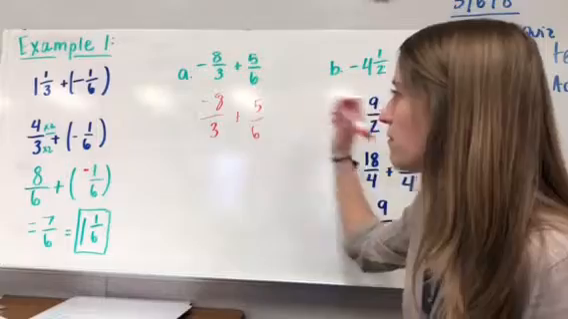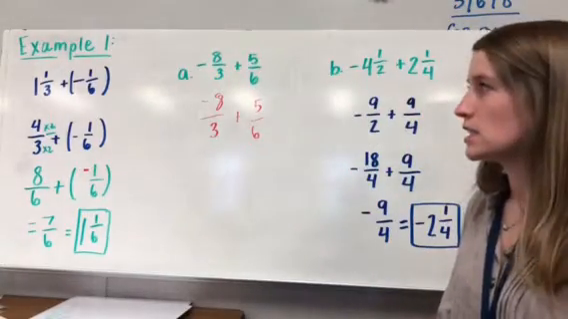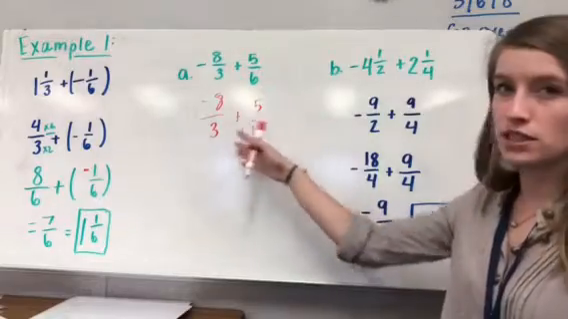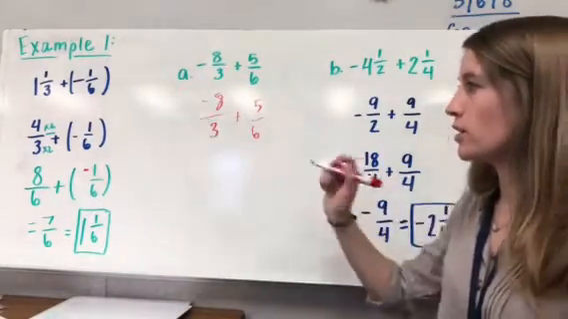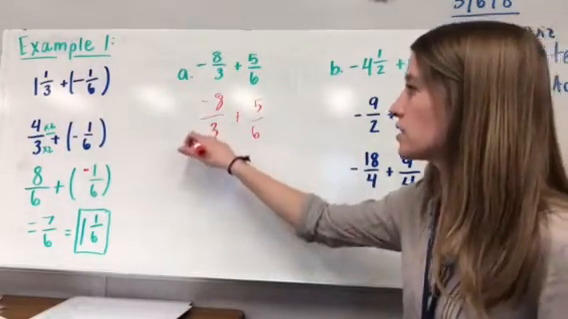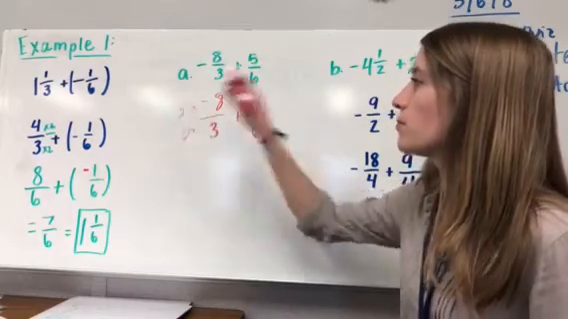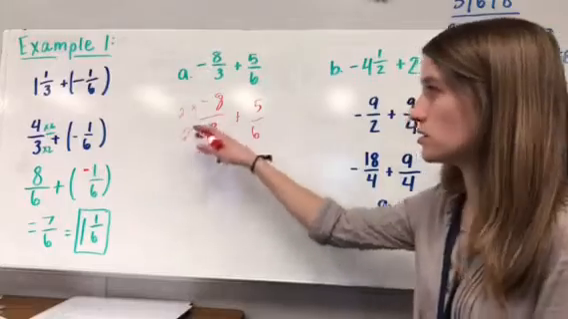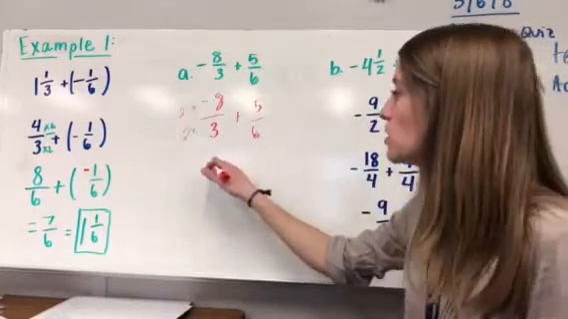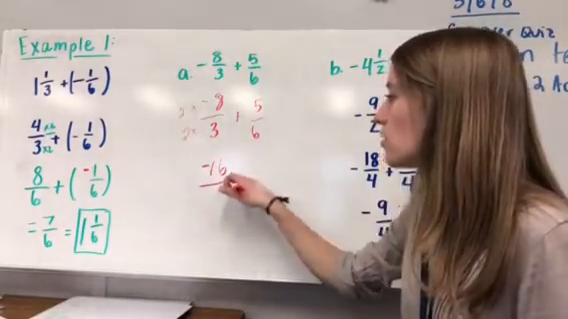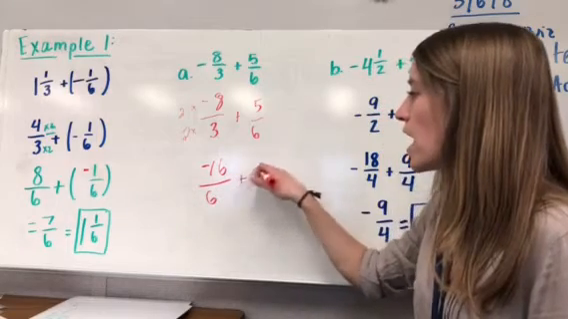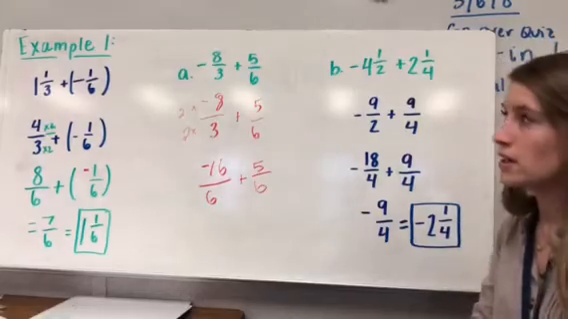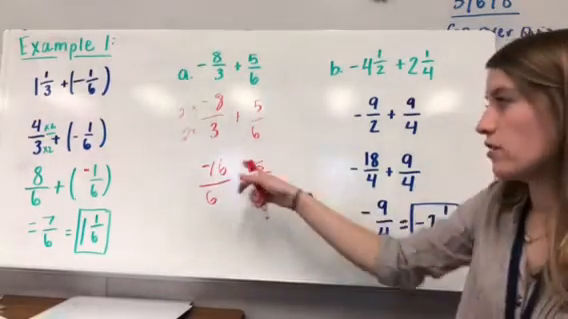Then I'll add 5/6. What do I need to do first? Well, now I need to make both these denominators common. Just like we'd seen over here, we know that 6 is the common denominator for 3 and 6. So I can multiply this fraction top and bottom by 2. I would have -16/6, and I'm adding 5/6. Same rules apply. I have a negative plus a positive.